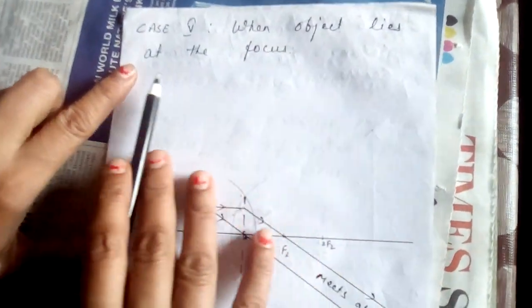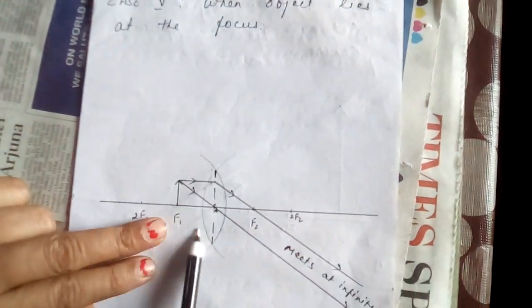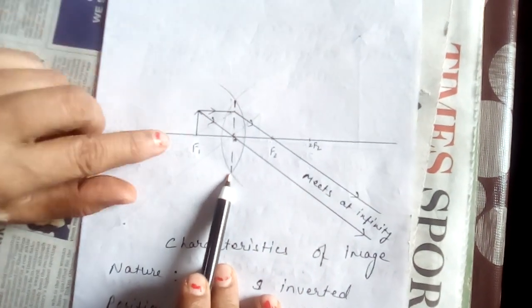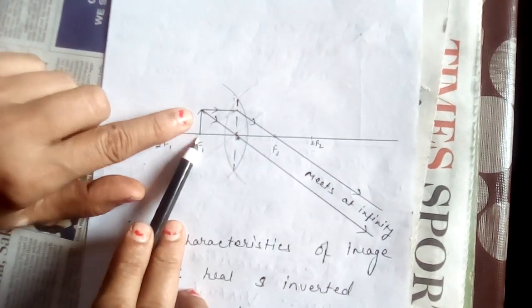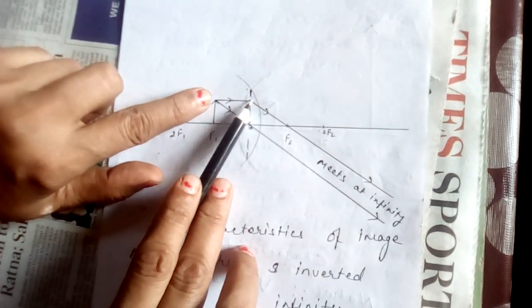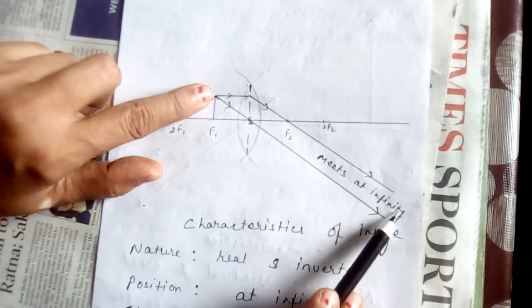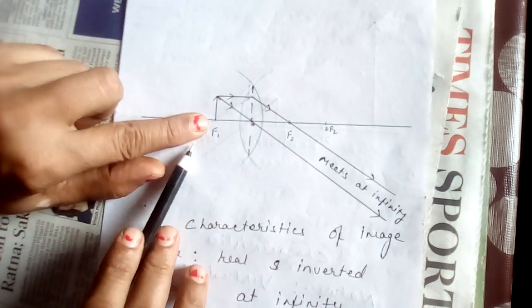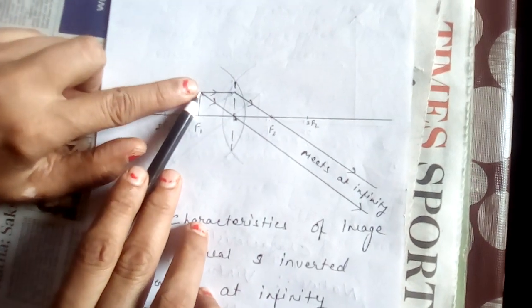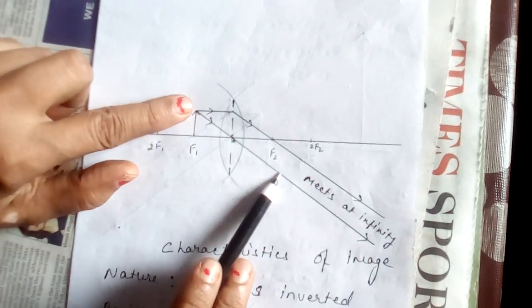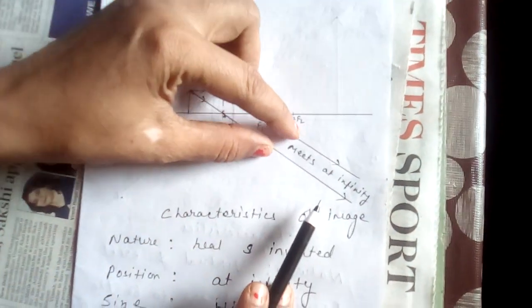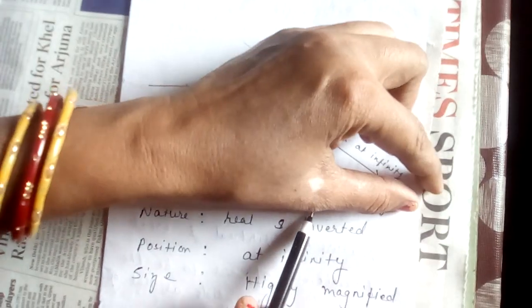When the object is at the focus, again you have drawn the lens, join this line, the two end points, that is the aperture. Keep the object at focus. Apply the first rule: a ray parallel to the principal axis after refraction passes through the focus. Here there is no way that you can apply the second rule. So the third rule is applicable: it passes through the optical center and after refraction goes undeviated. It will go to infinity, it will meet at infinity.